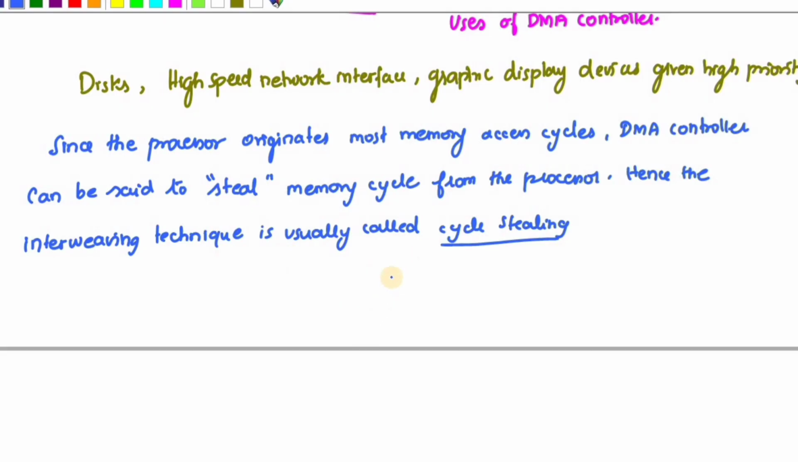So the next one is cycle stealing. Whenever the processor originates, it will occupy most of the memory access cycles. So the DMA controller can be set to steal the memory cycle from the processor. This intervening technique is usually called cycle stealing.